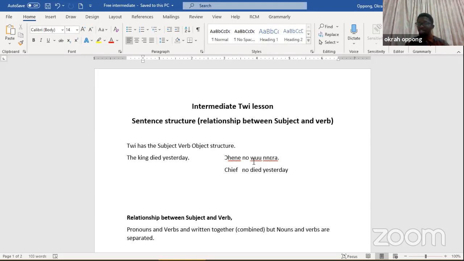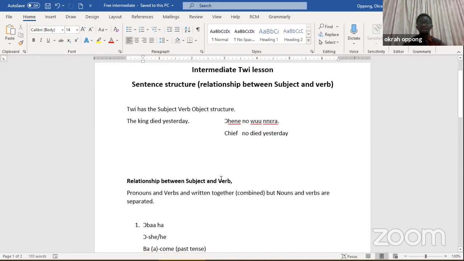So in this intermediate class, we talk about the sentence structure. I won't go into how tenses are played out in Twi. We are doing the structure now. So the verb is wu, and the second u is the tense, which is the past tense. That's the basic structure. Now I want this class to be very syntactic, very open, so I'll move also into the relationship between the subject and the verb.